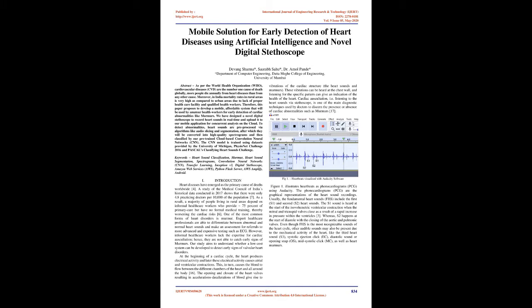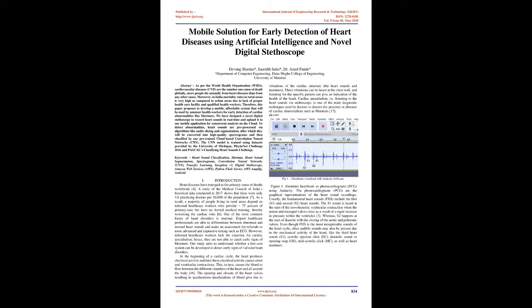To detect abnormalities, heart sounds are pre-processed via algorithms like audio slicing and segmentation, after which they are converted into high-quality spectrograms and then classified by our pre-trained cloud-based Convolution Neural Networks, CNN. The CNN model is trained using datasets provided by the University of Michigan, PhysioNet Challenge 2016 and PASCAL's Classifying Heart Sounds Challenge.